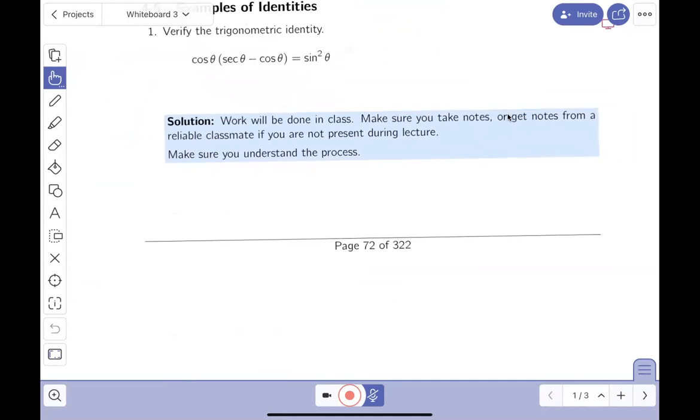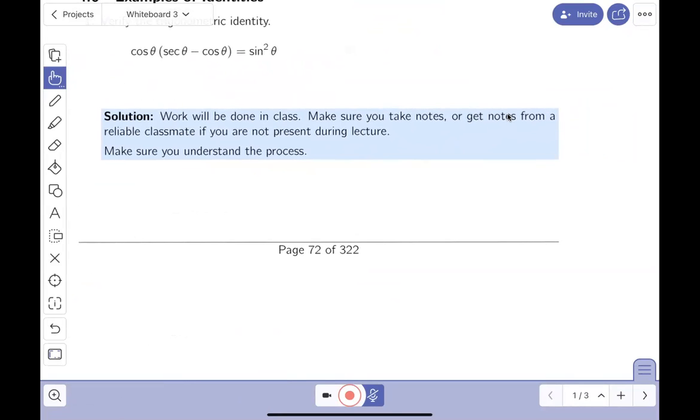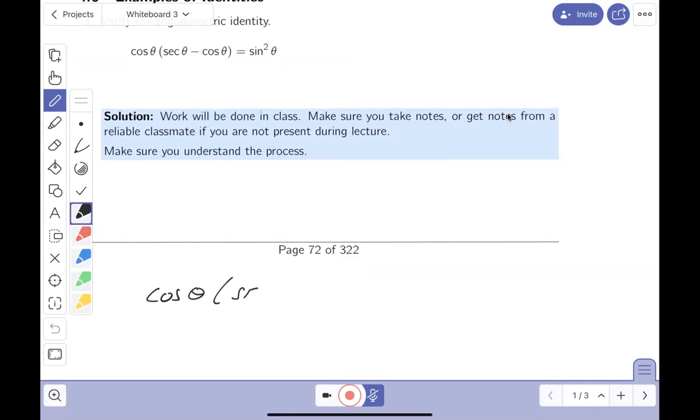It's cosine. Sorry about that. It's the cosine of theta times the secant of theta minus the cosine of theta equals the sine squared of theta. So my claim in number one is that you're looking at this and saying, I'm going to pick the side with opportunity that allows me to simplify that side, in the hope that after I simplify that side, it'll look like the other side. So what side would you choose?